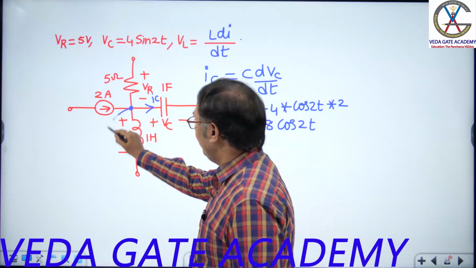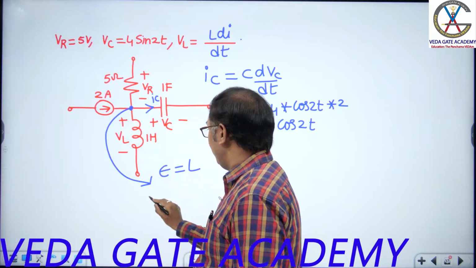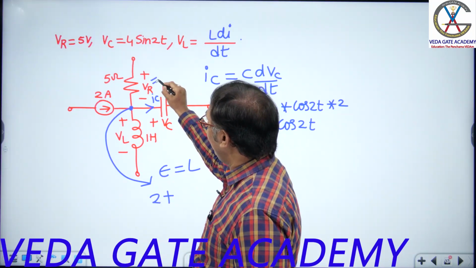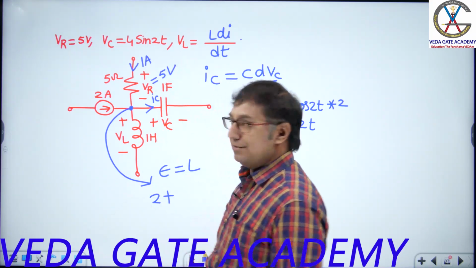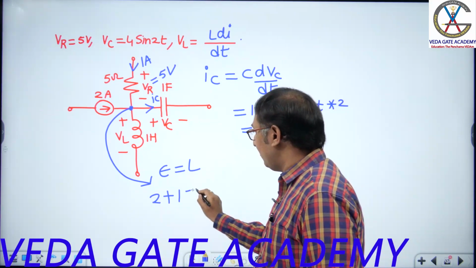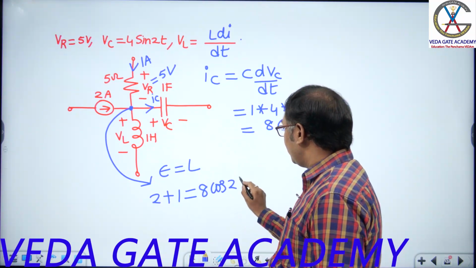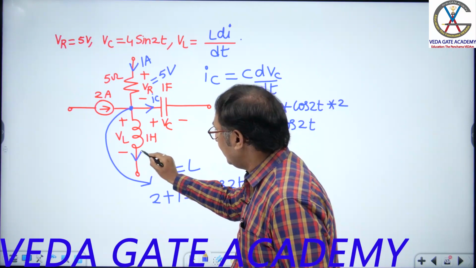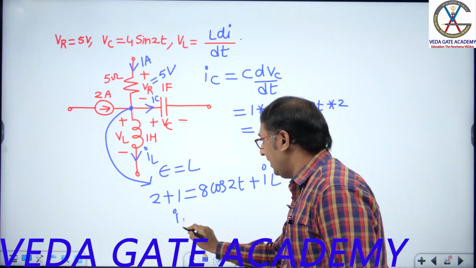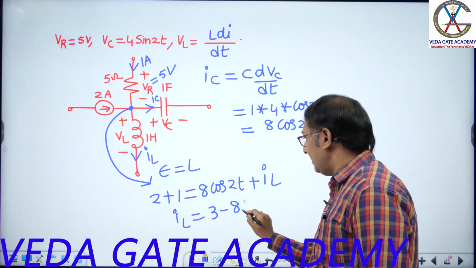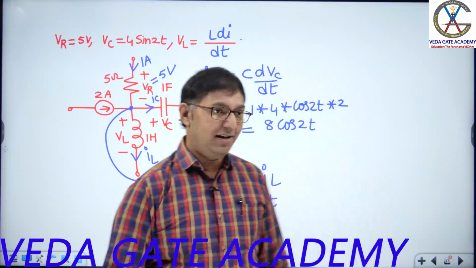Now apply KCL: entering equals leaving. Entering current is 2 amperes plus, VR is given as 5 volts, so this current is 1 ampere. So 2 plus 1 equals the leaving currents: IC, 8 cos 2t, plus some IL current flowing like this. Finally, the expression for IL is 3 minus 8 cos 2t.